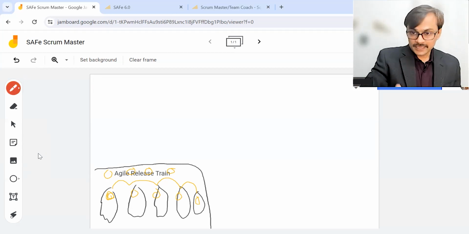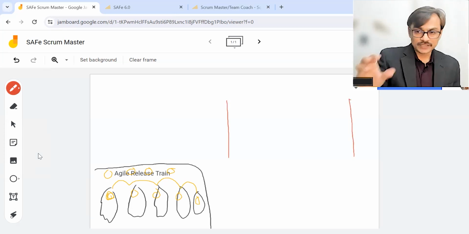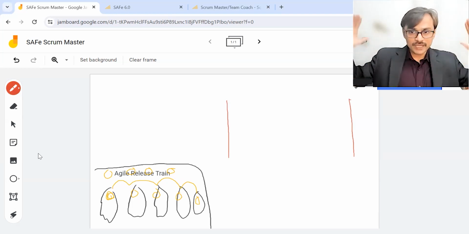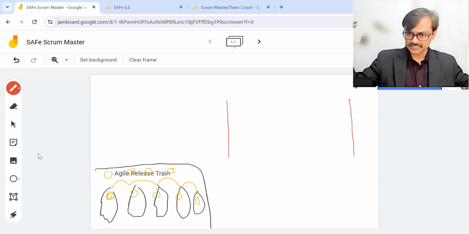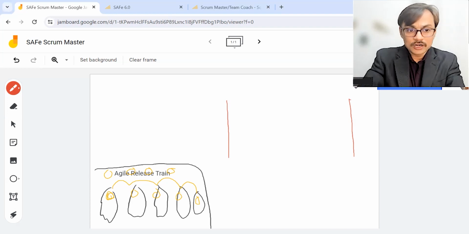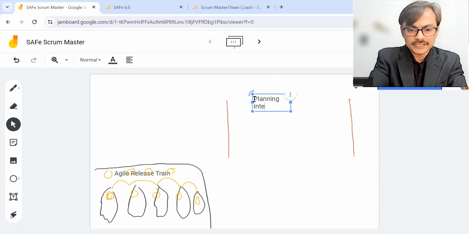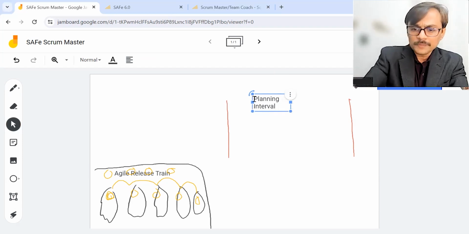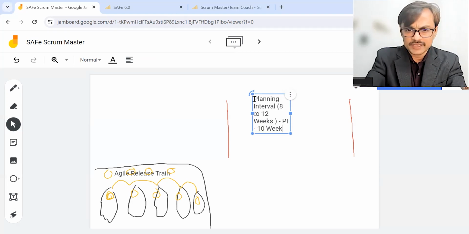In the SAFe way of working, we work in a bigger time box called the Planning Interval. The way we have small sprints, in SAFe we have a big sprint, a big time box. You call it sprint, you call it iteration, but it's a big thing, and that big thing is called the Planning Interval. For explanation, I use a duration of 10 weeks, but it could be anything between 8 to 12 weeks. If you talk about SAFe, the term PI will come, which is Planning Interval, and by default I can say it's a 10 week window.